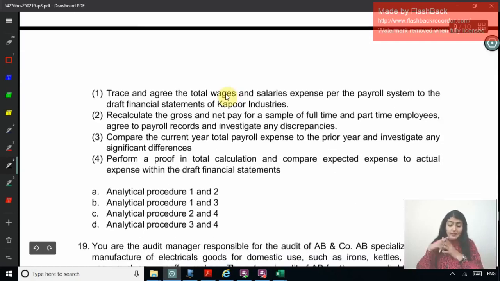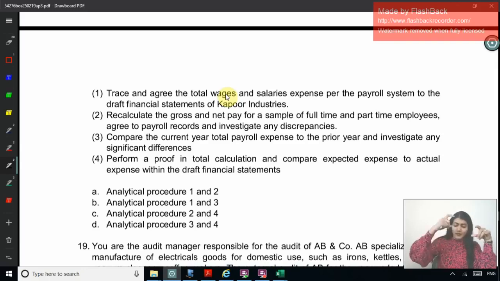Trace and agree the total wages and salary expense as per the payroll system to the draft financial statements of Kapoor Industries. So total salaries and wages, it says that of the payroll system, you can check it with the financial statements. Recalculate the gross and the net pay for a sample of full-time and part-time employees, agree to payroll records, and then investigate any discrepancies. So calculate on a sample basis and then check if there are any discrepancies.